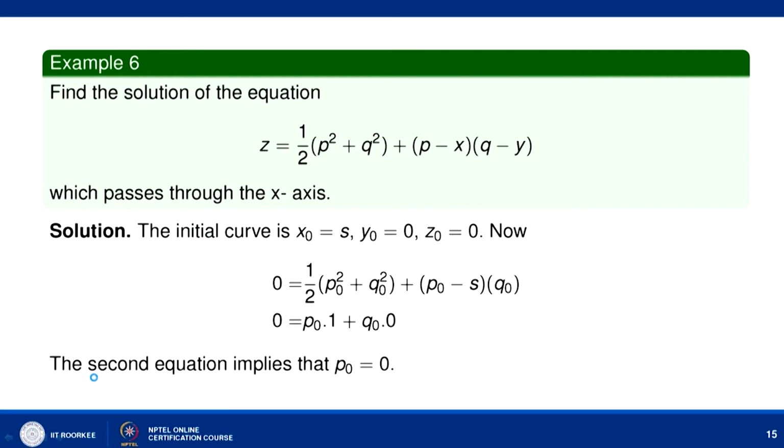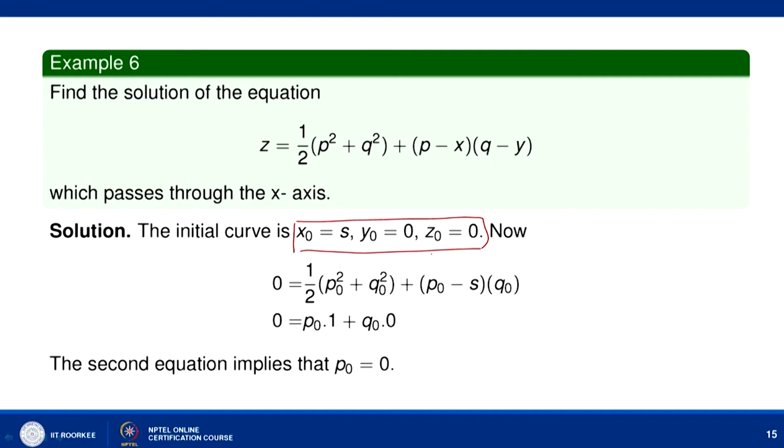Since the data says the curve passes through the x axis, we can characterize the initial curve as x naught equal to s, where s is a parameter by which we are characterizing the initial curve. So x naught equal to s, y naught equal to 0 and z naught equal to 0, that is the parameterization of the x axis. It means the integral surface should pass through the x axis. So that gives the initial values of x naught, y naught, z naught.